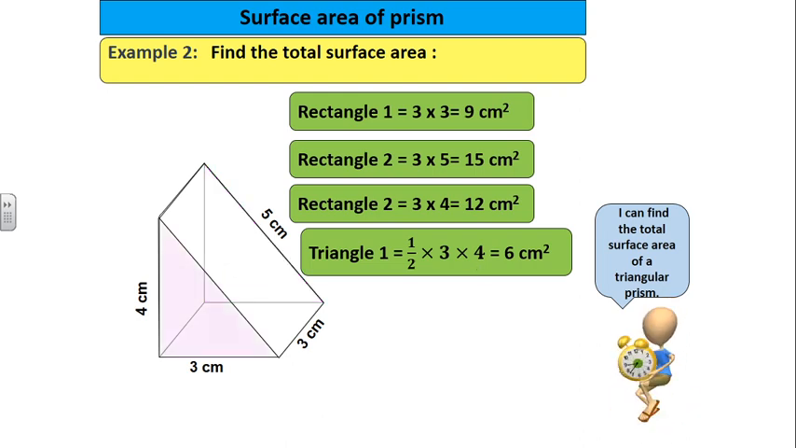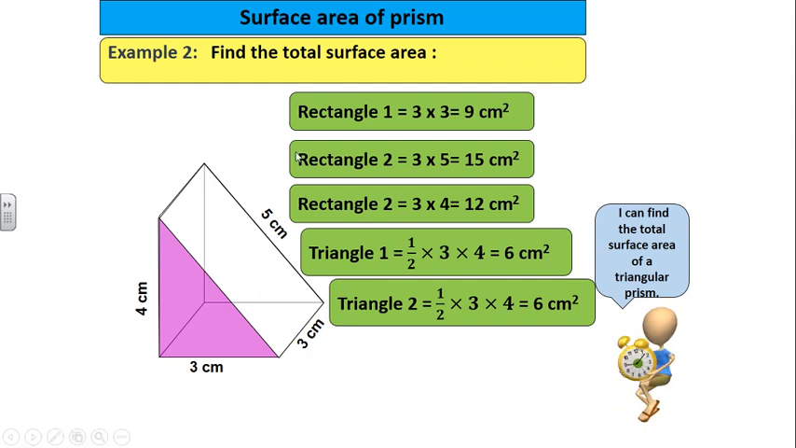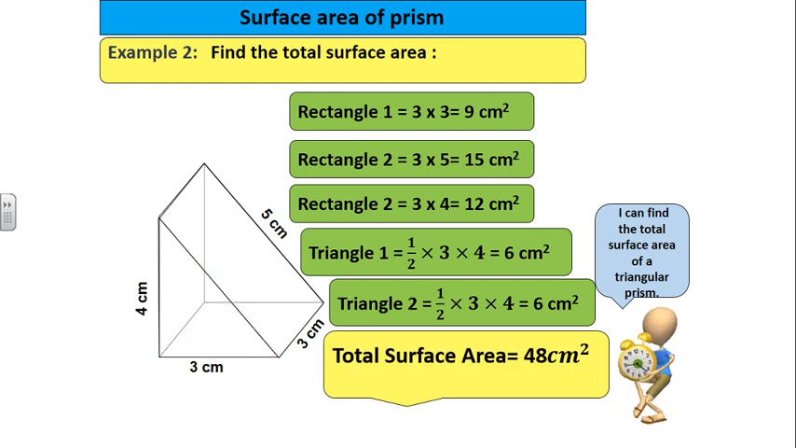The other triangle is exactly the same. It's 4 by 3 and half it. Ignore the 5 completely for triangles, because here, that's the slanted edge. Remember, you want base times height. Final step, you've worked out all the rectangles, you've done both the triangles, you now add up all those numbers, and you get an answer of 48.